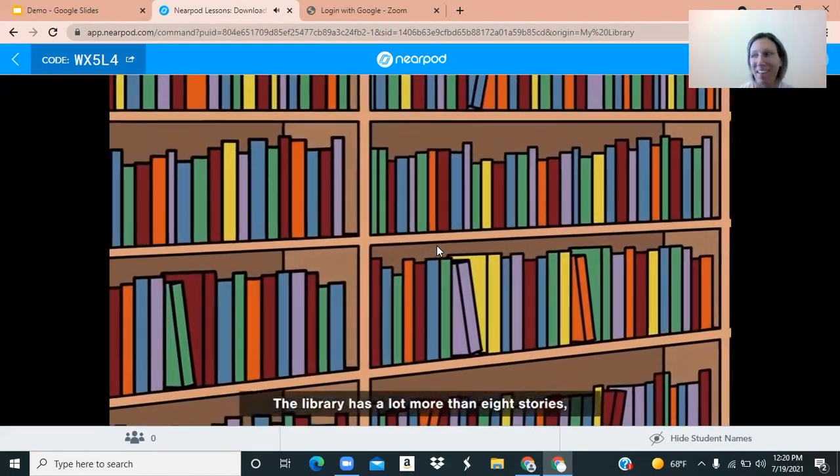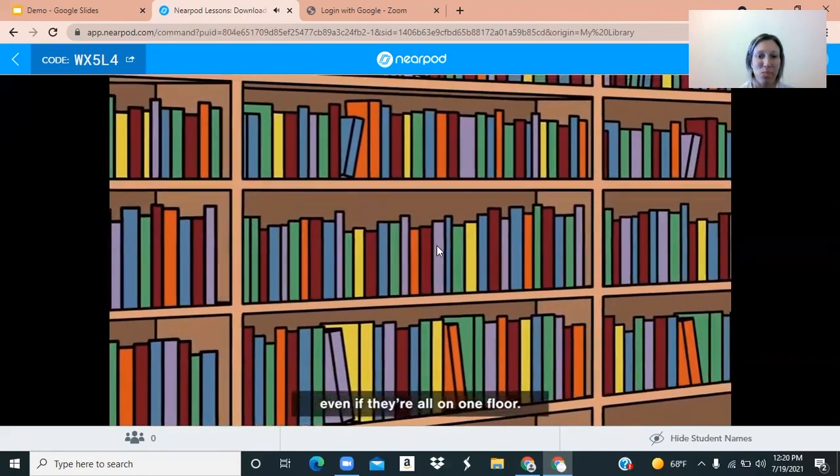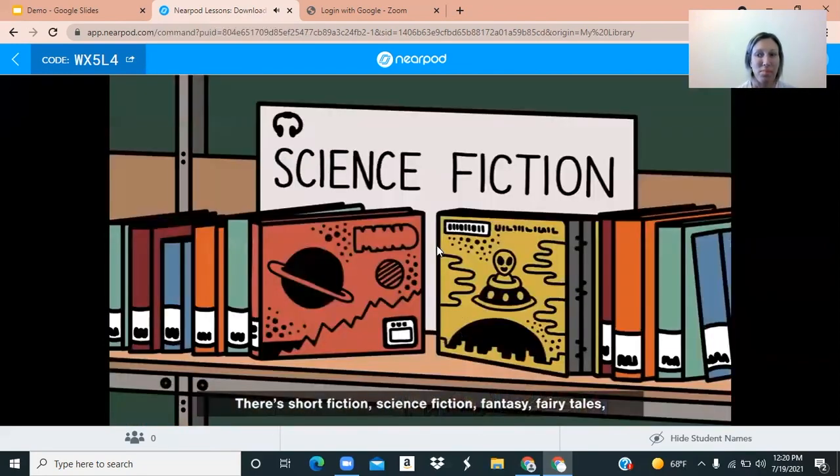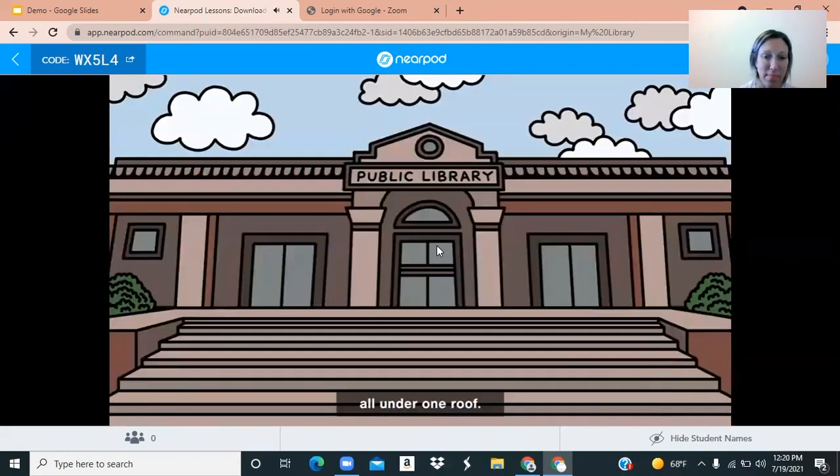the library. Ugh, I mean, he's not wrong. The library has a lot more than eight stories, even if they're all on one floor. There's short fiction, science fiction, fantasy, fairy tales, all under one roof.